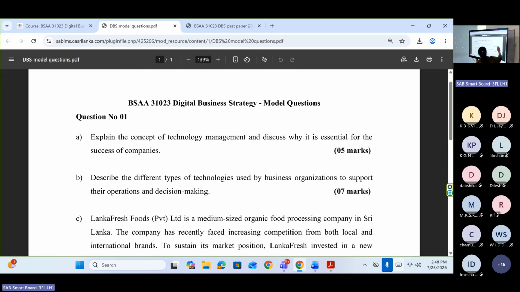Online students are also joining. Submit your answers. I will give you marks on that. Okay, question number 1 for 5 marks. Explain the concept of technical management and discuss why it is essential for success of companies.